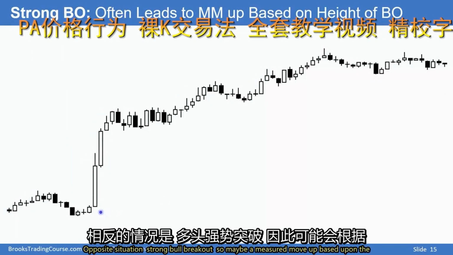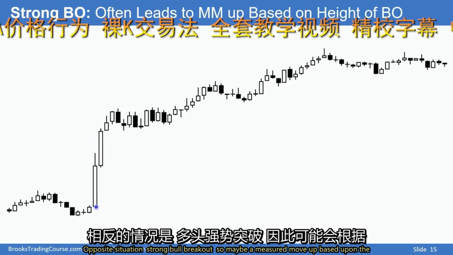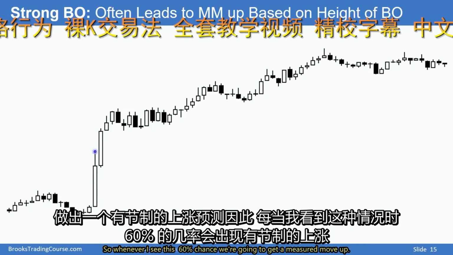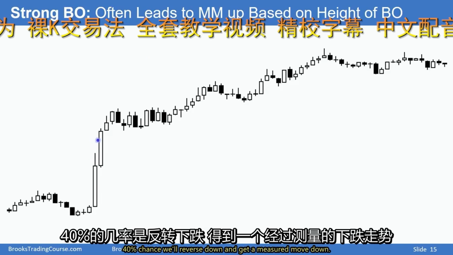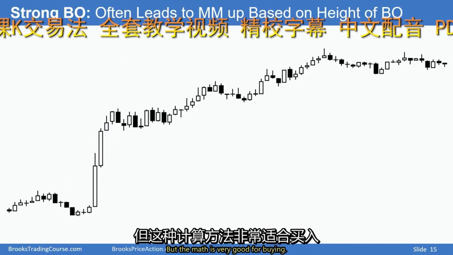Opposite situation, strong bull breakout, so maybe a measured move up based upon the open of the first bar to the close of the second bar. So whenever I see this, 60% chance we're going to get a measured move up, 40% chance we'll reverse down and get a measured move down. But the math is very good for buying.